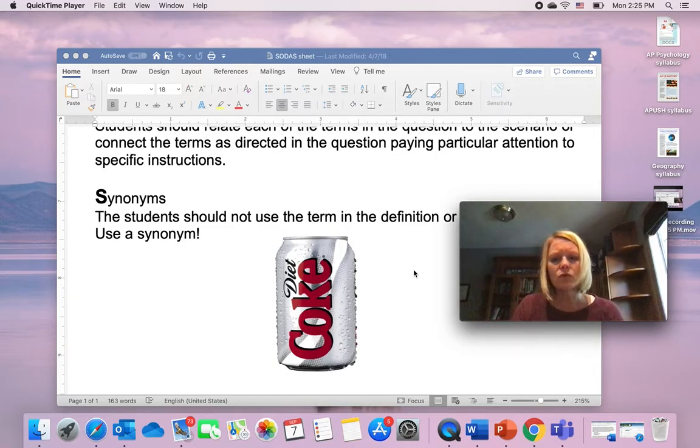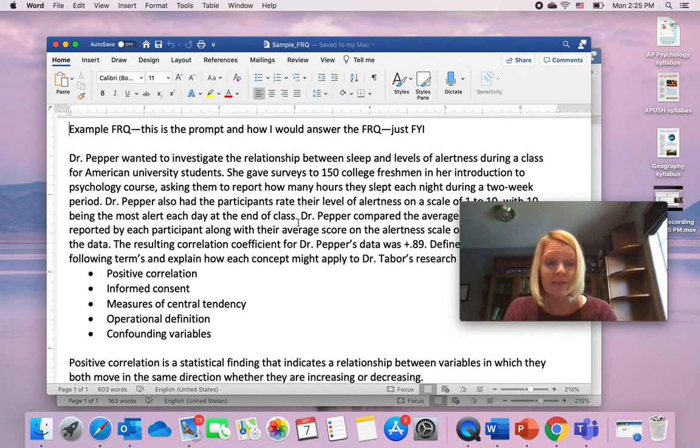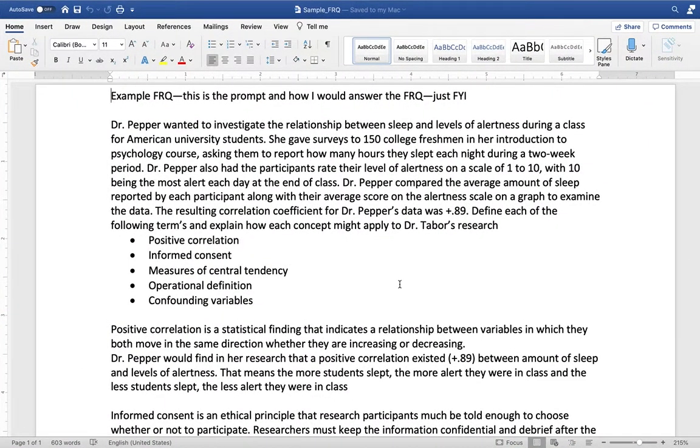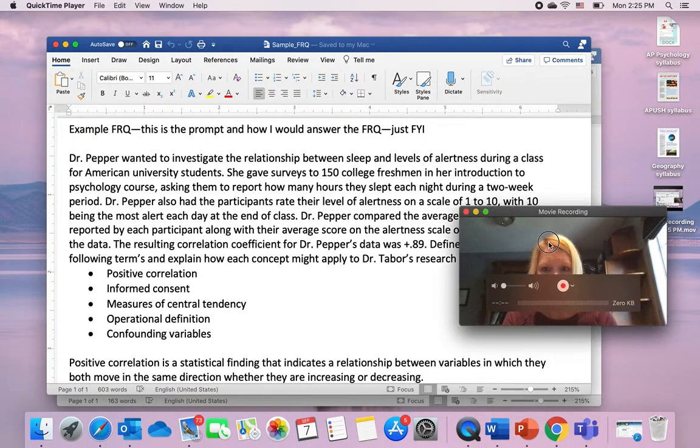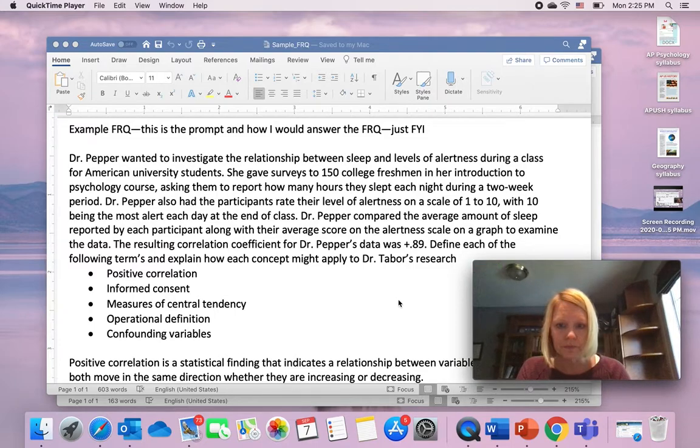So let's go to the example and I'll show you what I mean here. So this is on Haiku. It's the example FRQ. Okay, I think I just lost myself. Let me bring this back. Okay, I'll just leave it like that. So this is the prompt, and this is how I would answer. This is just completely for your benefit to help you understand how an FRQ should look and be answered.